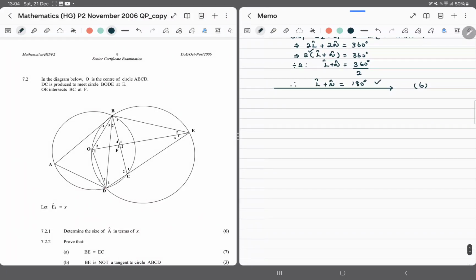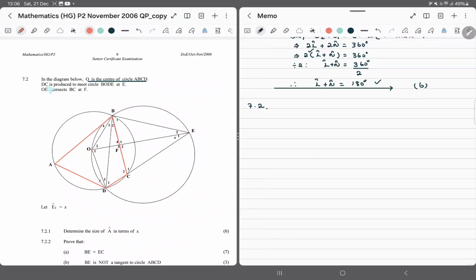Okay, so remember, usually the property that we prove above is usually applicable in the next question. But it's not always the case, but we need to think about that. Now we're told in the diagram below, O is the center of circle ABCD. So there's our circle, and we can see this becomes a cyclic quad. And that's the center, okay?